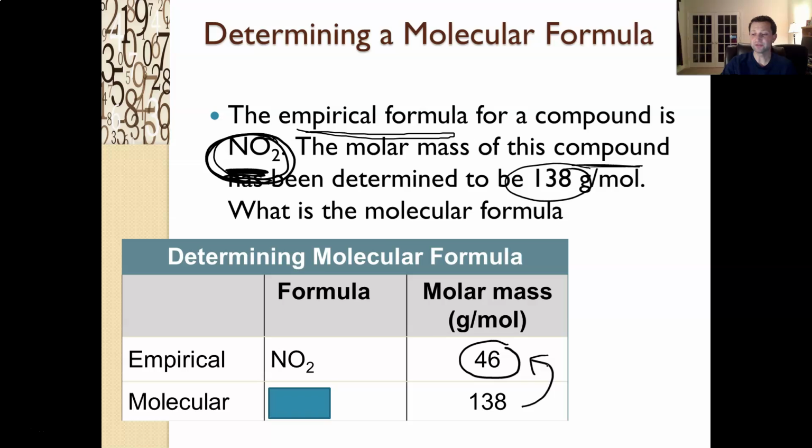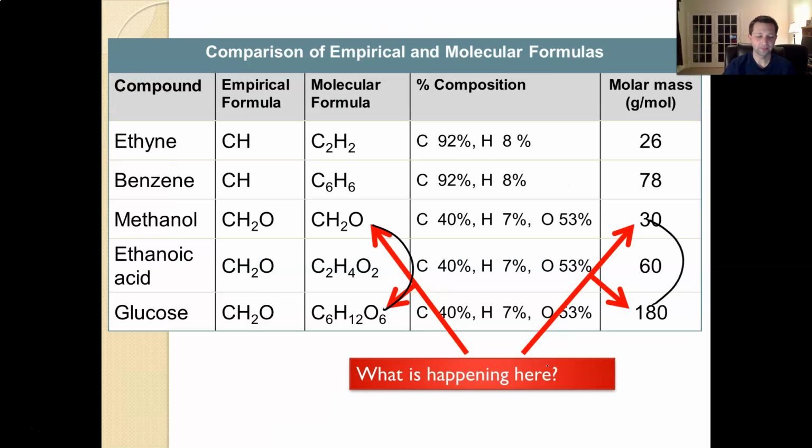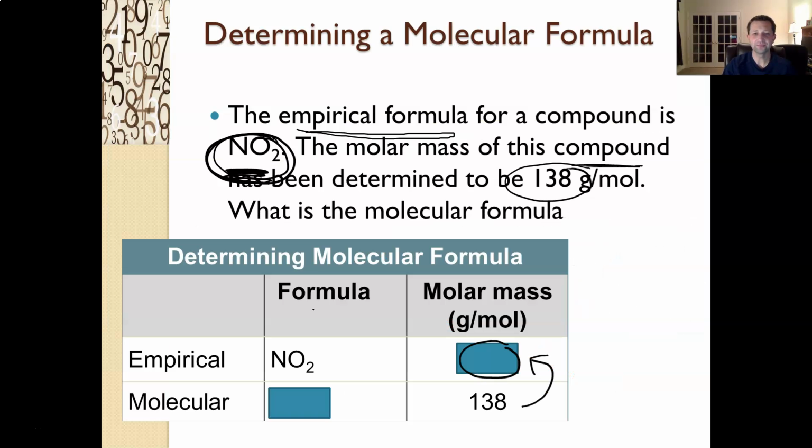and see what the multiple is going to be, just like we did here. Glucose has a molar mass of 180. Methanol has a molar mass of 30. It's a difference of a multiple of 6. So if the molar mass gets multiplied by 6, the empirical formula gets multiplied by 6 to give you your molecular formula. All right?